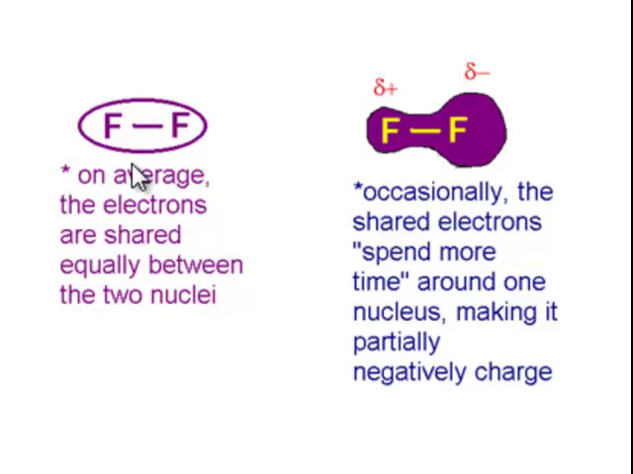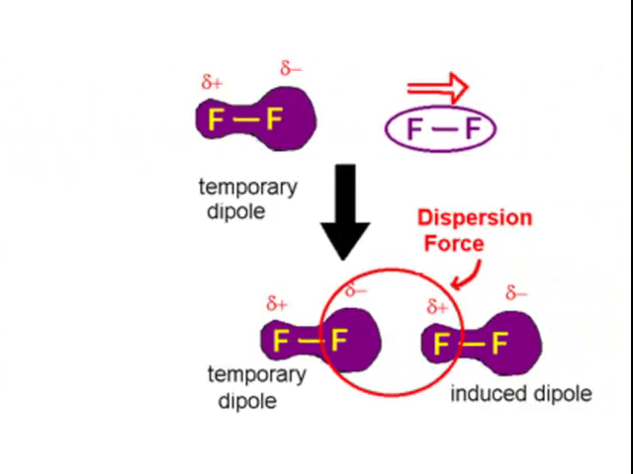But those electrons are constantly moving around, and so by some random chance, it's possible that you have a little bit heavier electron density around one of the fluorines than the other. When this happens, we create something called a temporary dipole, where one side of the molecule has a partial negative charge and the other side has a partial positive charge. But this is instantaneous. It happens just for a split second, so we call it a temporary dipole.